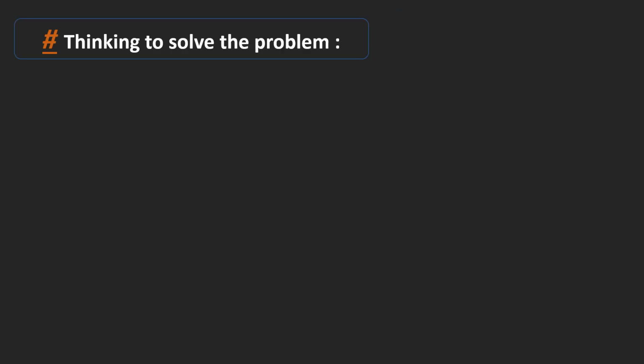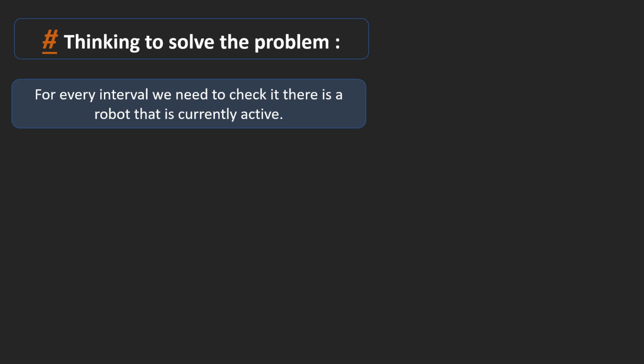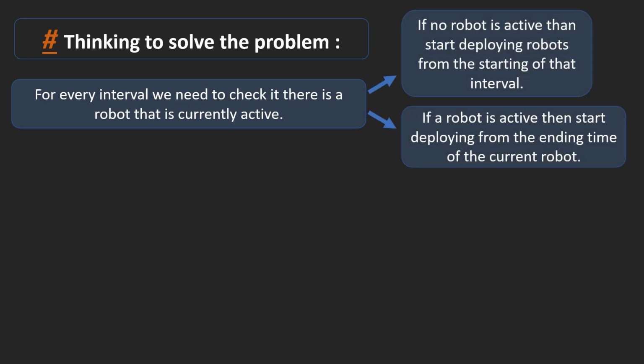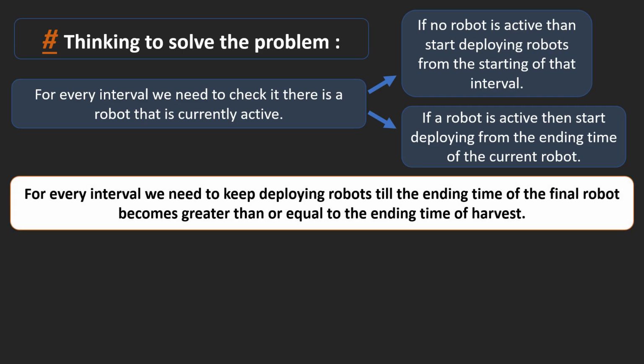To solve this problem, we will first discuss the necessary things. For every interval we need to check if there is a robot that is currently active. If no robot is active, then we start deploying robots from the starting of that interval. If a robot is active, then we start deploying from the ending time of the current robot. For every interval we need to keep deploying robots till the ending time of the final robot becomes greater than or equal to the ending time of that harvest.